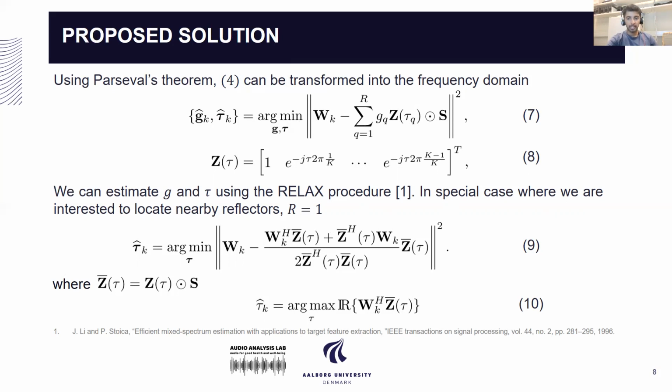However, if we are interested in localizing nearby reflectors, for example, R equals 1, then we can differentiate the cost function with respect to the gain parameter. By replacing this gain parameter in equation 7 as shown in equation number 9, we can get equation number 10. Equation number 10 has an interesting interpretation. Here, we see that the observed signal w(n) is multiplied with the delayed version of the original signal, which means that through our signal model, we have derived cross correlation when interested in a single reflector.